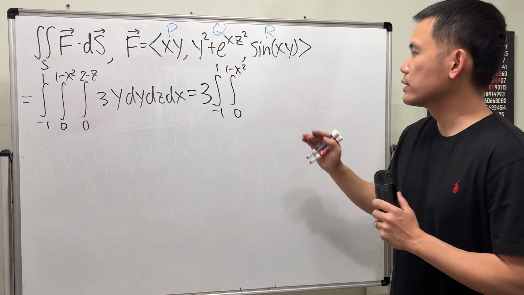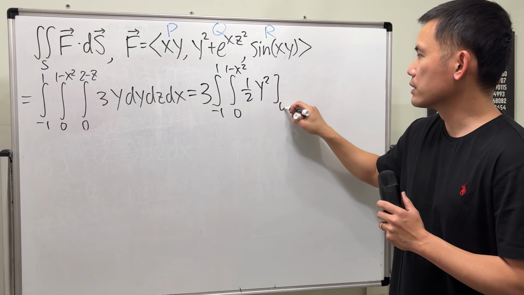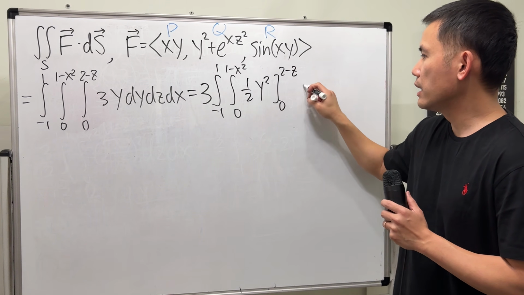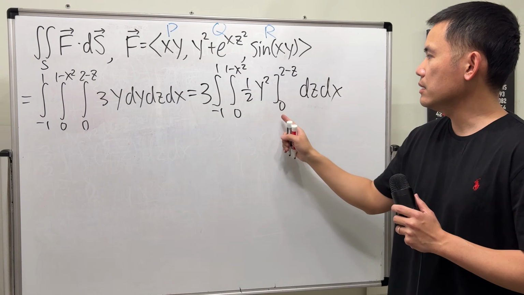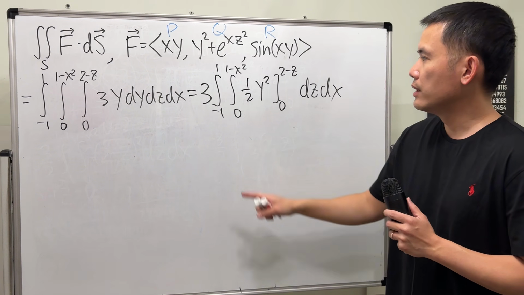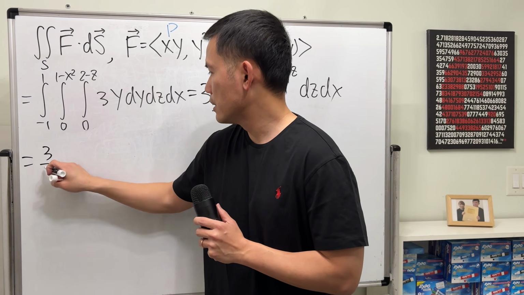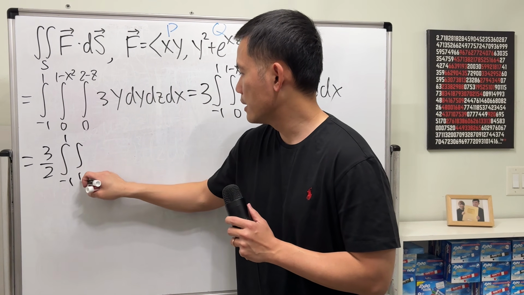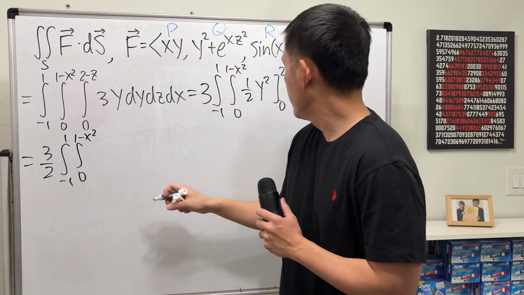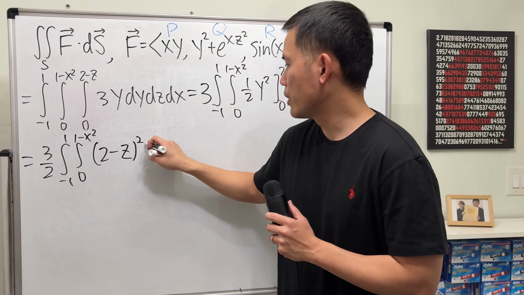Integrating y, we get y squared over 2, so that's 1/2 y squared, and we go from 0 to 2 minus z, and then dz dx. Now plugging in, subtract, right? And the 1/2, let's put that in the front as well. And the integral, another one, and we will just have 2 minus z squared.